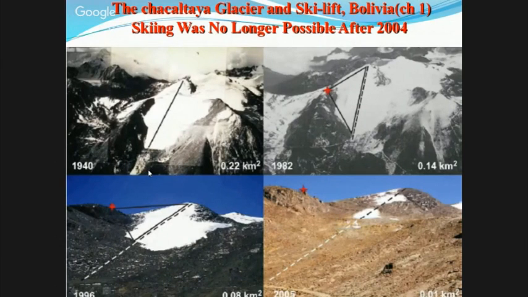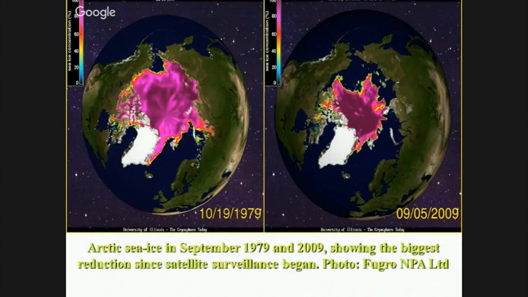This is one picture in 1940, then 1982, 1996 and 2005. In the same picture, the glacier was 0.22 square kilometer, in 1982 0.14, in 1996 0.08, and in 2005 only about 0.01 square kilometer. This is again a picture which shows the Arctic in 1979 and 2009. You can see how it has shrunk.